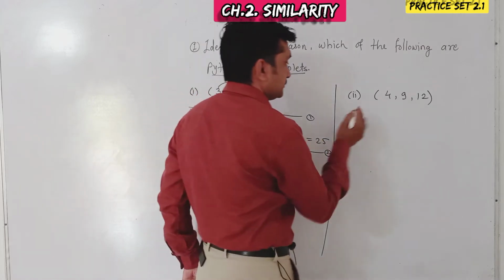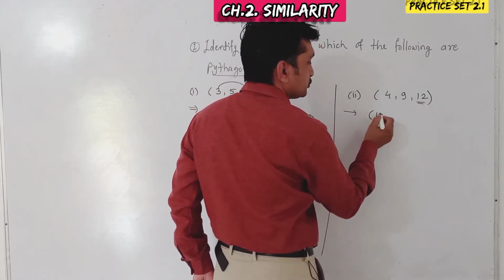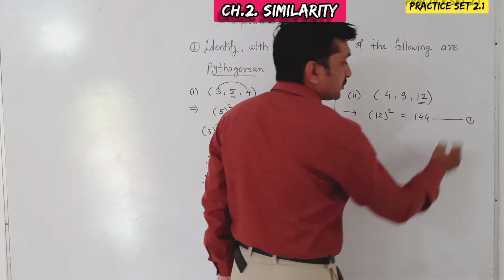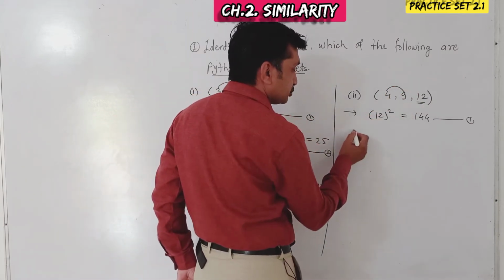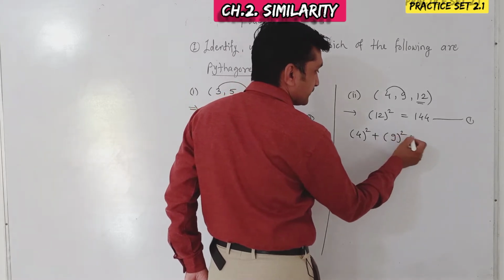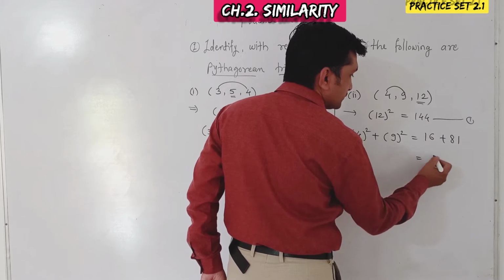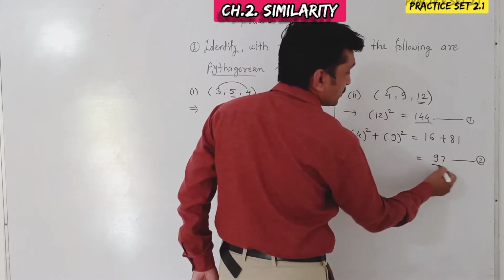Let's see the second here. What is the largest number? 12. Then take the square of 12. 12 square is equal to 144. Number 1. Now the remaining 2. These are the remaining 2. Sum of squares of the remaining 2: 4 square plus 9 square. 4 square 16, 9 square 81. And here the addition is 97. Number 2. Now see, are these equal or not?